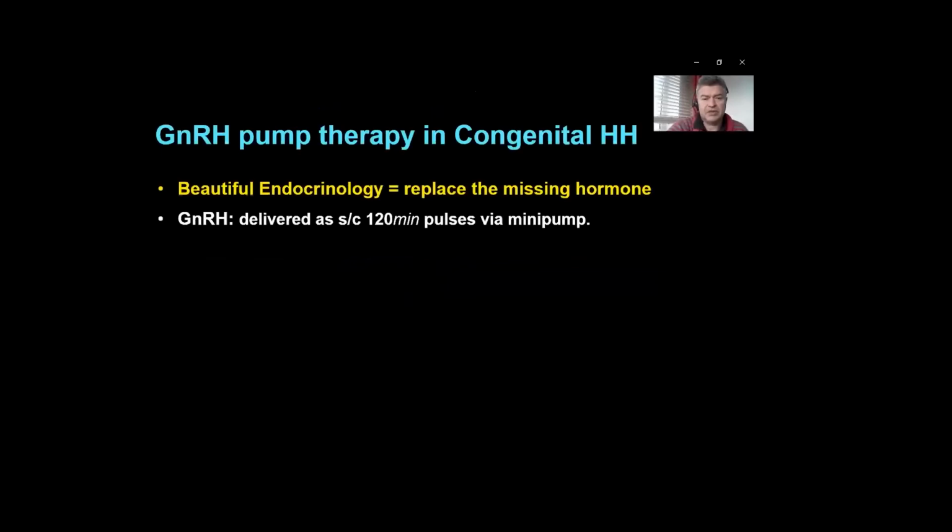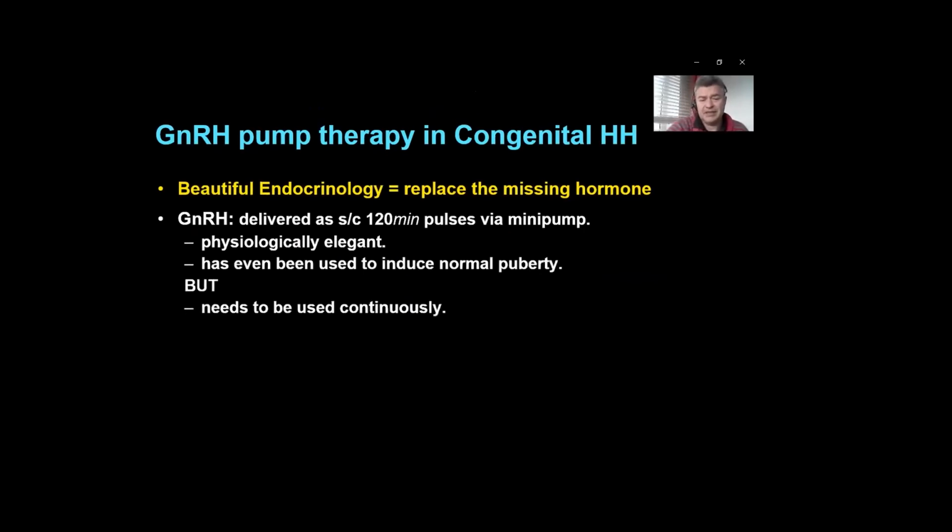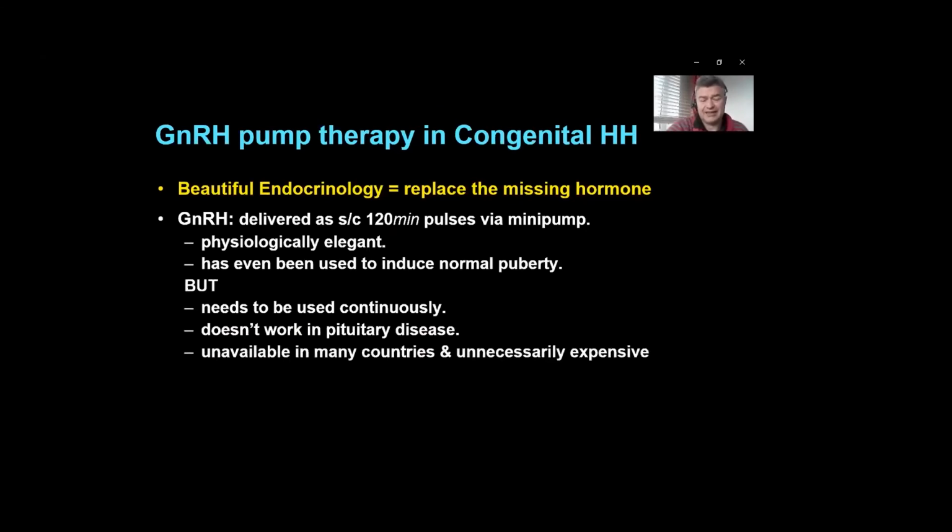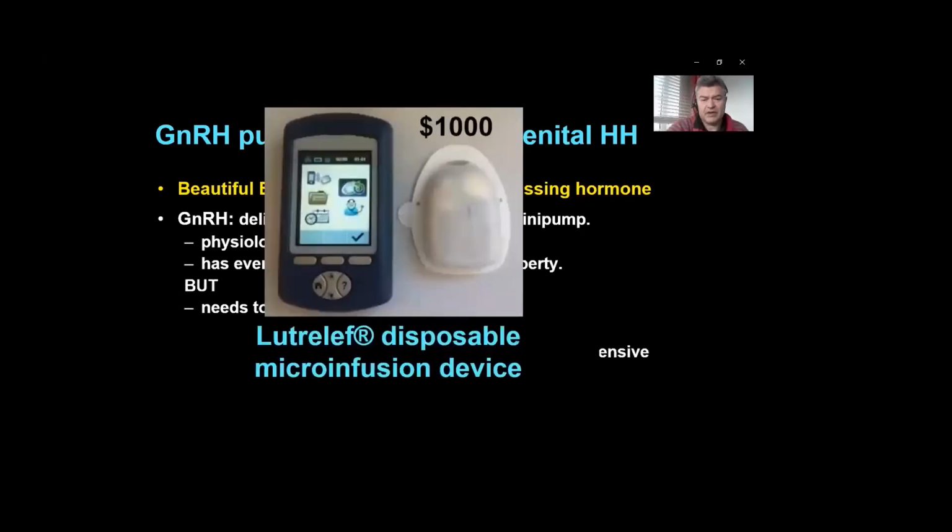How to induce sperm in CHH? So, there's always a GnRH pump. It's beautiful endocrinology, just putting back the missing hormone and setting it to pulse every 2 hours. And it's really elegant. It's even been used to induce normal puberty, but it needs to be used continuously. It doesn't work in pituitary disease, and it's unavailable in many countries and unnecessarily expensive. So there we are. How can a decapeptide that was discovered nearly 50 years ago be made to cost $1,000 for 3 days supply? The wonders of modern finance.